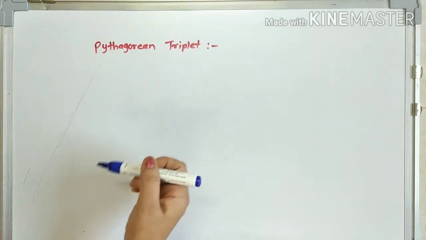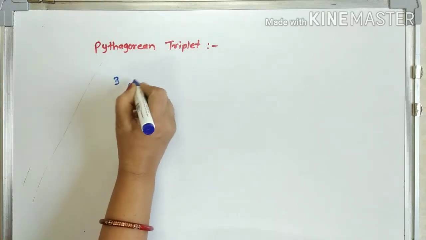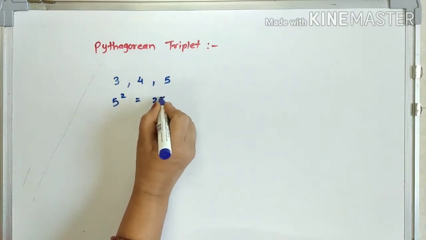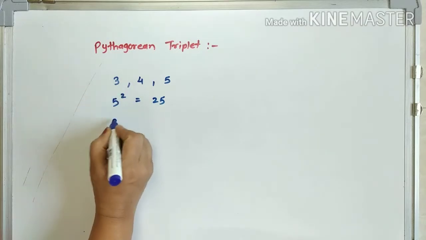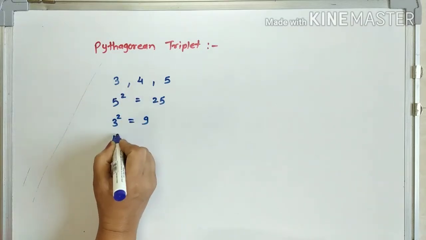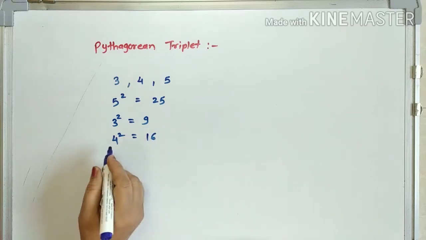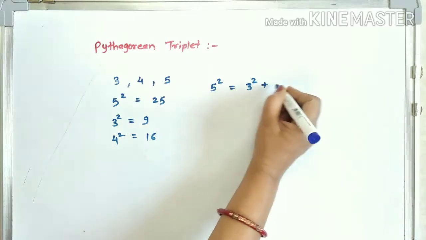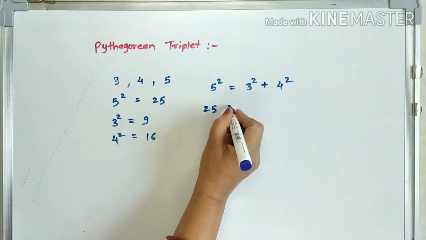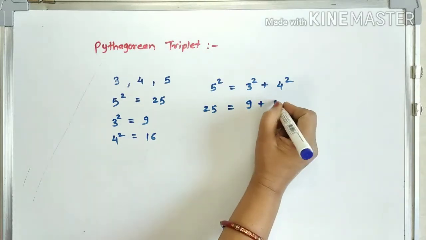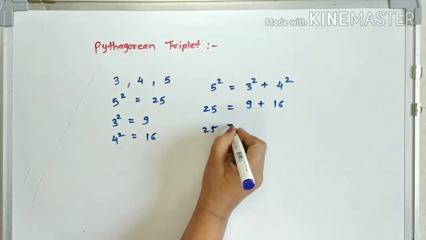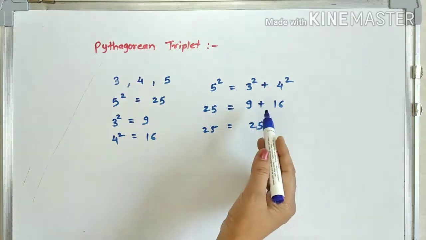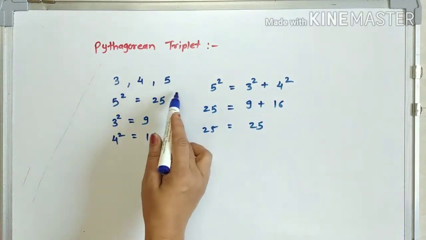Next is Pythagorean triplet. We will take three numbers 3, 4 and 5. The largest number is 5. 5 square equals 25, and square of this number is 9 and square of this number is 16. So 5 square equals 3 square plus 4 square. 25 equals 9 plus 16. So 25 equals 25. This means the square of the largest number is equal to the sum of squares of the remaining two numbers.